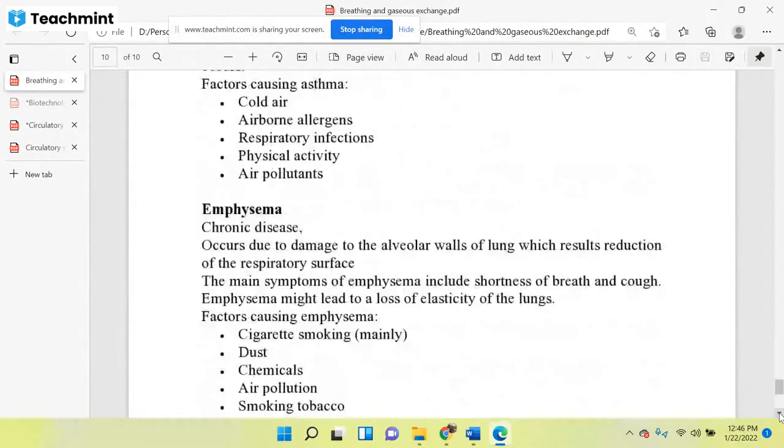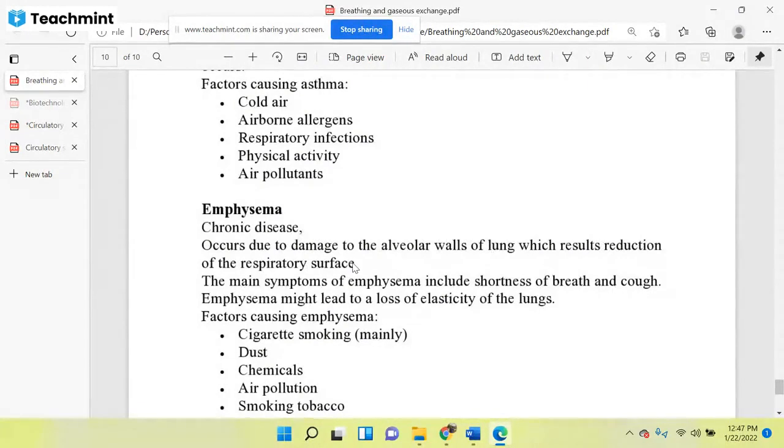Now, emphysema. So it is again a chronic disease, and chronic means long-term disease. It occurs due to damage of alveolar walls of the lungs, which results in a reduction of respiratory surface. So you know that alveoli is the place where actually the exchange of gases takes place. So here, if alveolar walls are affected, what will happen? The proper amount of exchange of gases will not happen. So here it occurs due to damage of alveolar wall. If alveolar wall is affected, it means no proper exchange of gases will take place. And here it results in the reduction of respiratory surface.